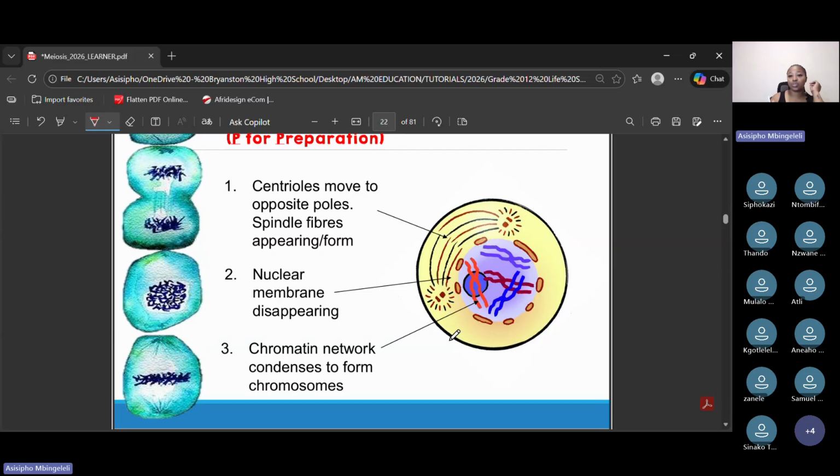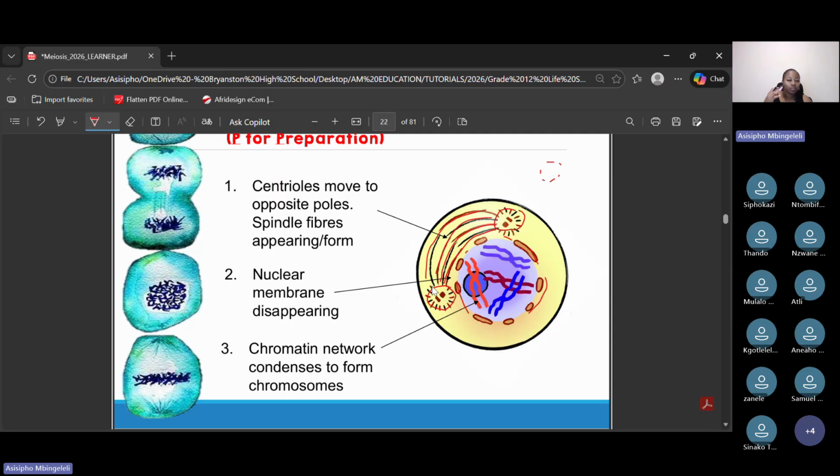So what we are able to see here is the nuclear membrane disappearing. We spoke about it, the nuclear membrane disappearing. And then we are able to see the centrioles. Remember, I spoke about this terminology, centrosome and centrioles. Now, the centrioles will move to opposite poles. As they move to the opposite poles, they form what we call spindle fibers or spindle threads. Now, another thing that does disappear, which we don't see in the diagram, is the nucleolus.